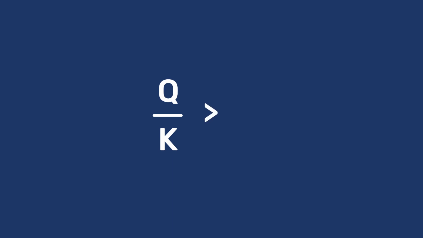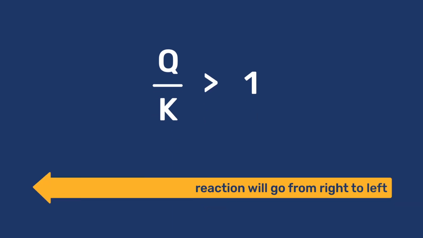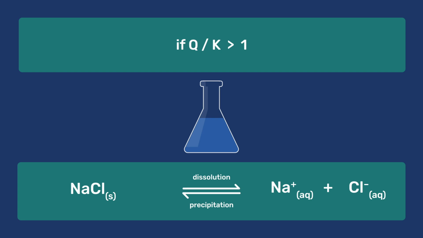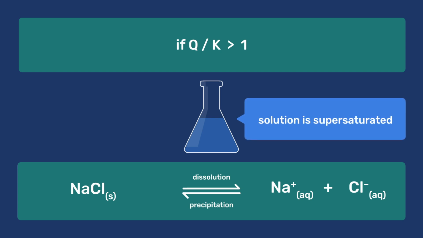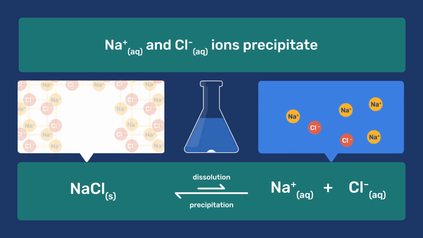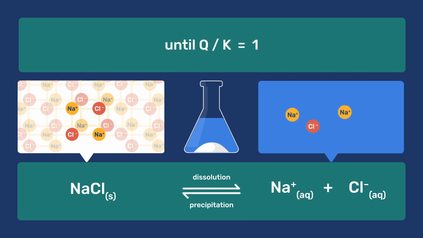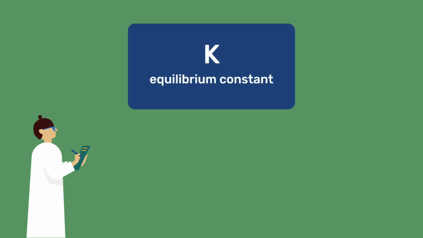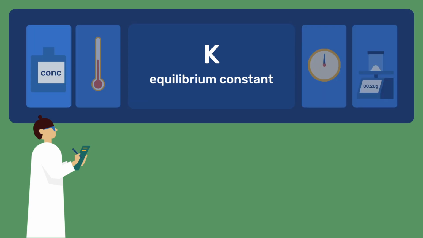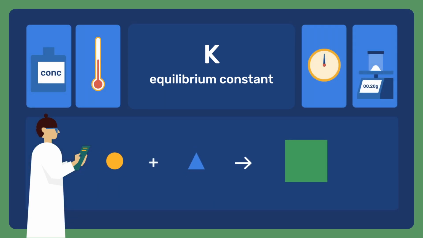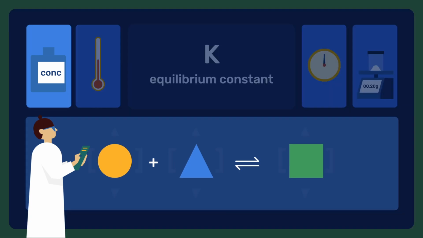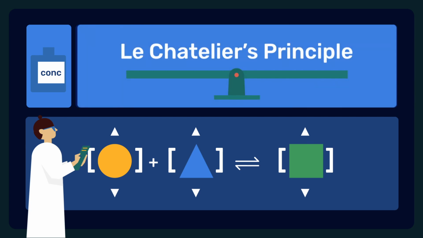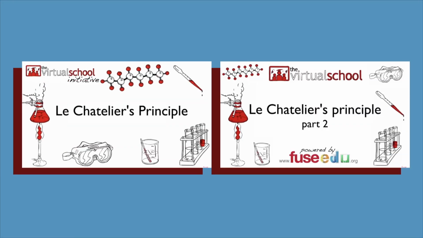If Q over K is larger than 1, then the reaction would go from right to left to reach equilibrium. In our example of sodium chloride, it would mean that the solution is supersaturated and that sodium chloride would precipitate, reducing solution concentrations until equilibrium would be reached. Chemists make quantitative use of equilibrium constants to determine how and to what extent they can tweak reaction conditions to maximize their yields. Here, we consider the change of concentrations and relate their consequences to the qualitative principle of Le Chatelier. For more on this, please view the corresponding videos.